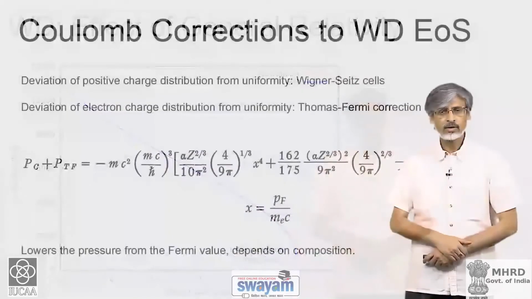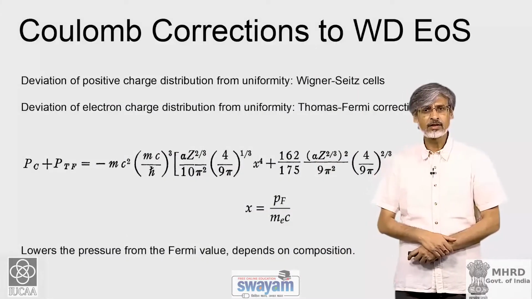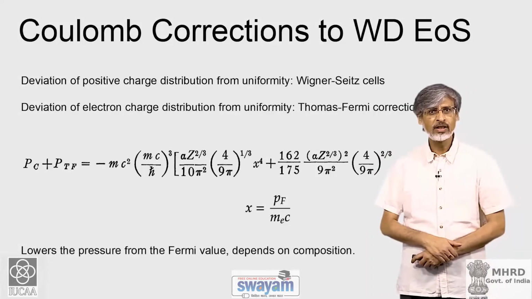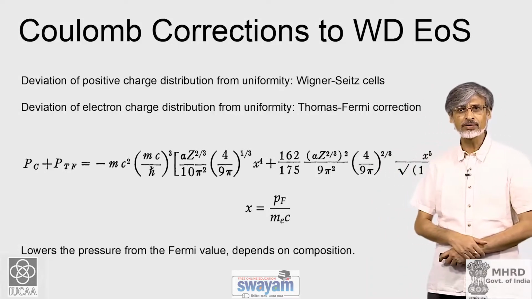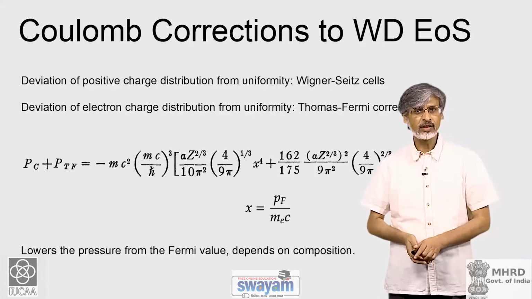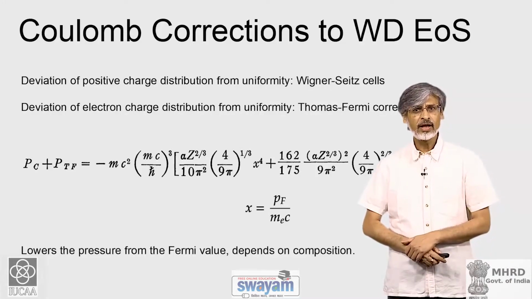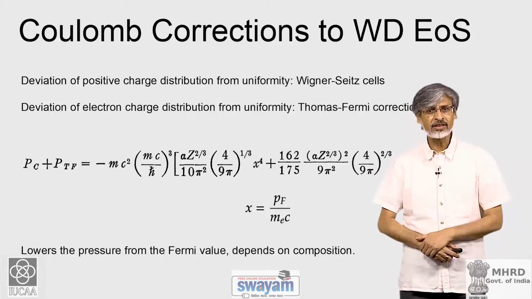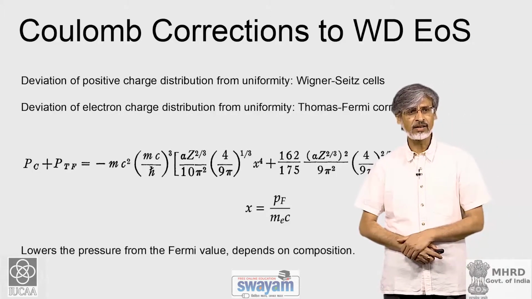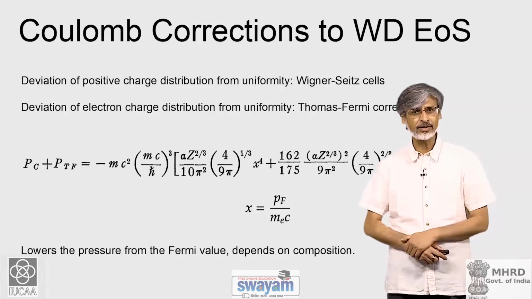The next correction that we could talk about is the Coulomb correction to the equation of state of white dwarfs. In the case of the pure Fermi degenerate equation of state, we have not used any information that electrons are negatively charged, the fact that they have a charge at all.